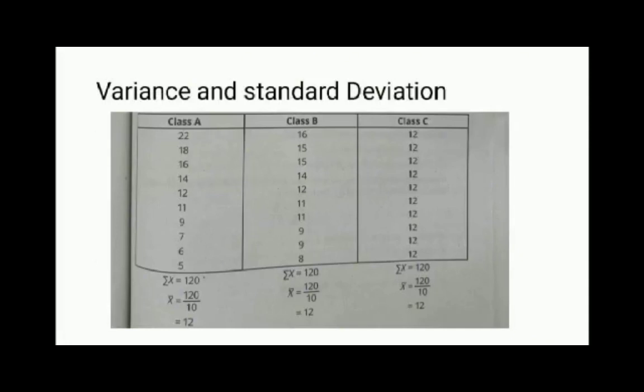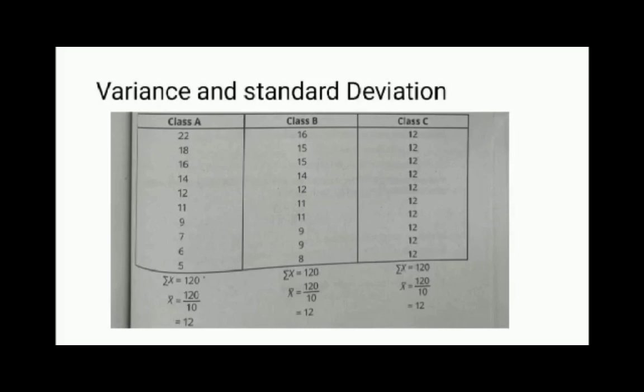Variance and standard deviations. Class A, we have 22, 18, 16, 14, 12, 11, 9, 7, 6, 5. And Class B, 16, 15, 15, 14, 12, 11, 11, 9, 9, 8. And Class C, 12, 12, 12, 12, 12, 12, 12, 12, 12, 12.